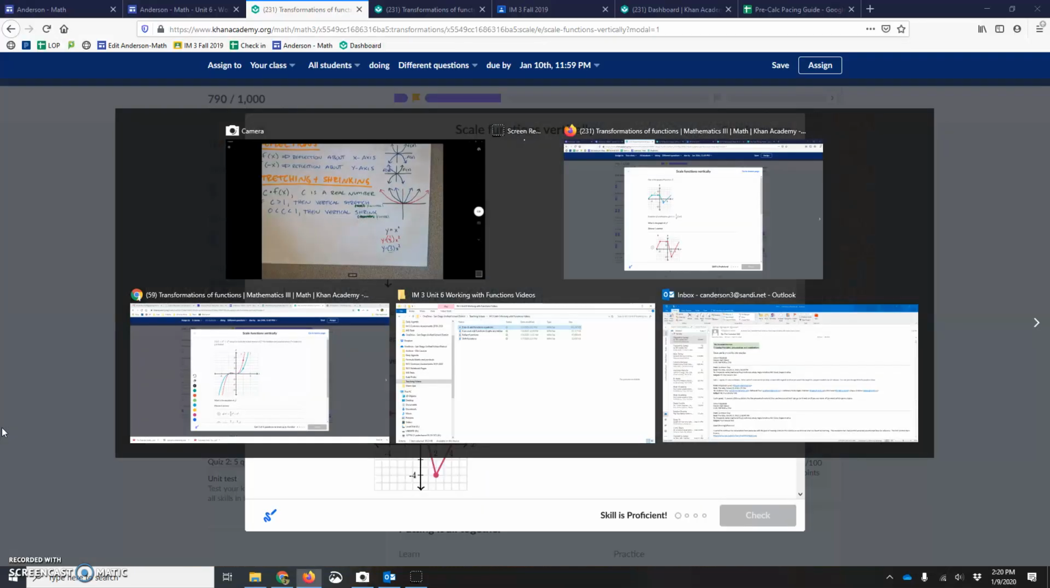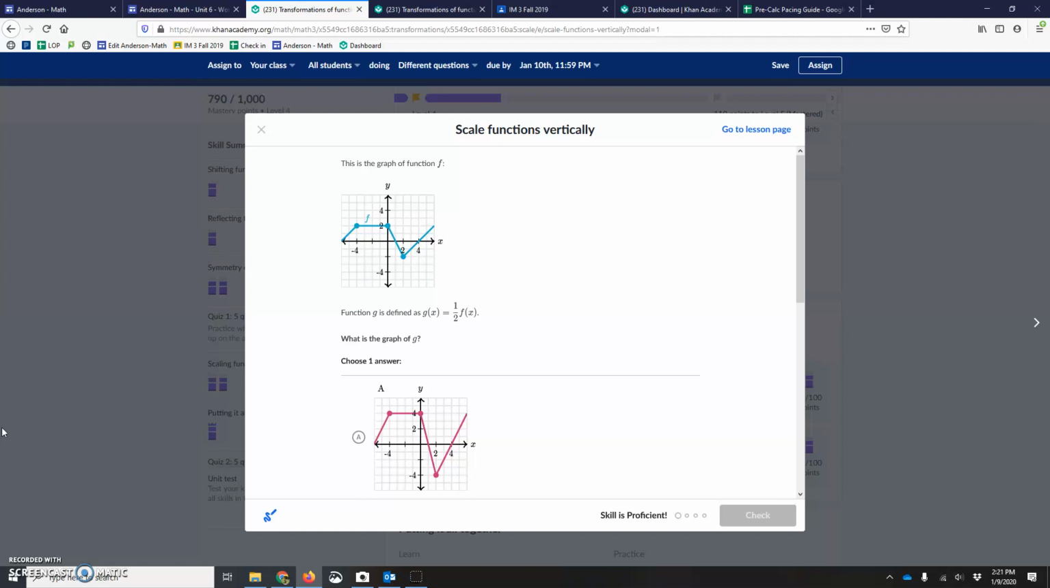So let's look at our first question. Okay, we have a really interesting graph here. We have some points that we're going to have to look at and see what values they go to. So function g is defined as g of x equals 1/2 of f of x. So we want our graph to be smaller than this graph by 1/2. So when we plug in -4, we need to go halfway. So not to 2, but instead to 1. So look right here. When we plug in -4 into our function, right now it goes to 2. So when we plug in -4 now, it needs to go to 1.